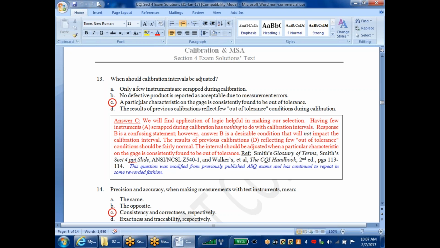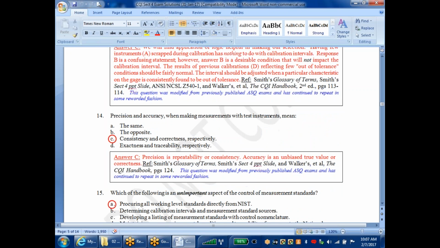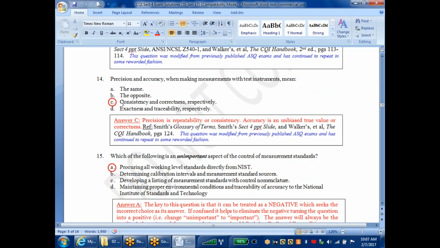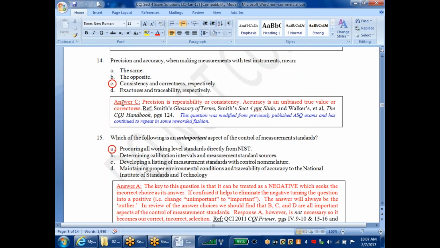A particular characteristic on the gauge is consistently found to be out of tolerance. Then you want to adjust it. You're probably going to reduce the calibration intervals to some point, whatever makes sense to do. That's been on exams before.